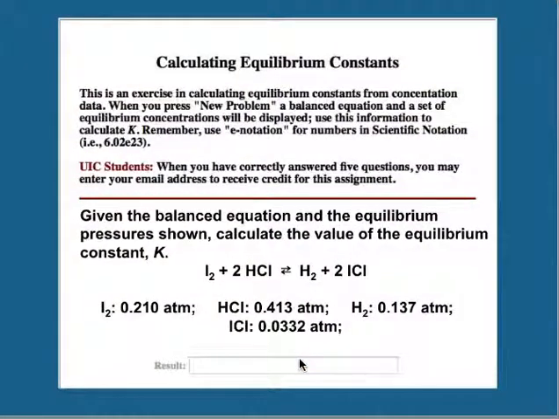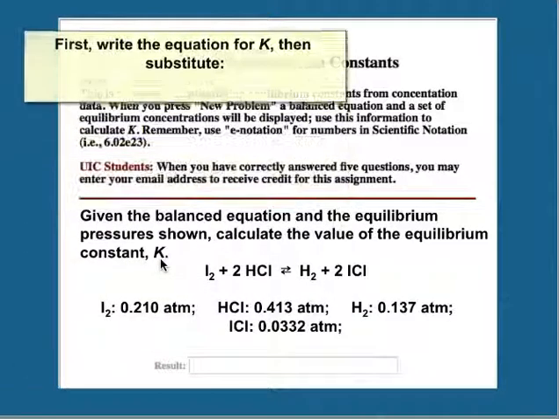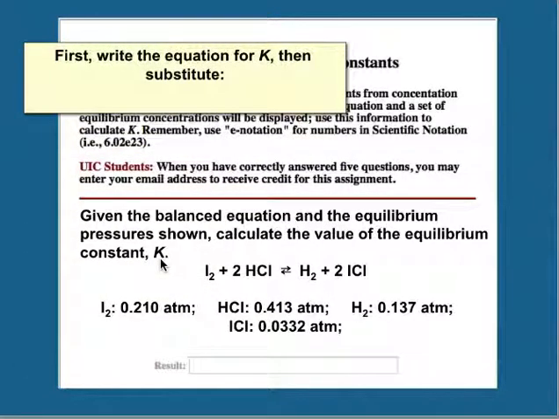There's a tutorial based on this. Here we are given a set of concentrations, or atmospheric pressures. We're given a balanced equation, and we simply have to solve for K. What we're going to do here is to write our expression for K. Well, it's going to be pressure due to hydrogen multiplied by ICl squared. Our denominator will be the pressure due to iodine, our pressure due to HCl squared.